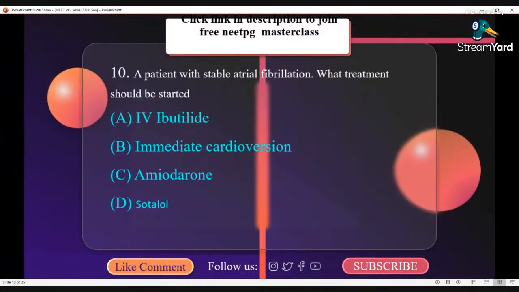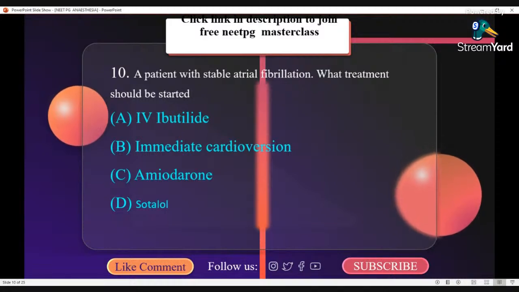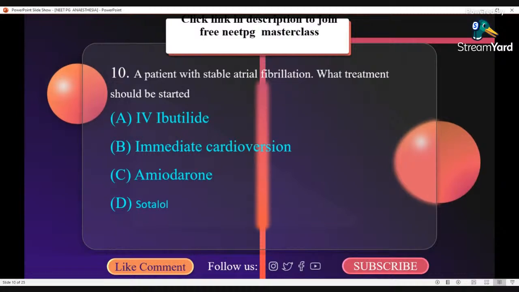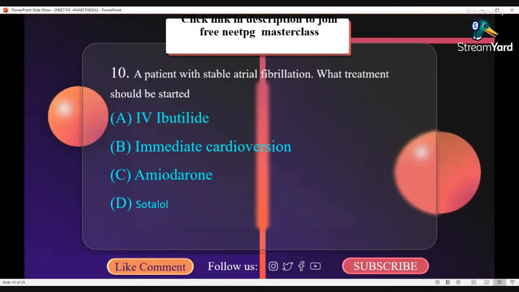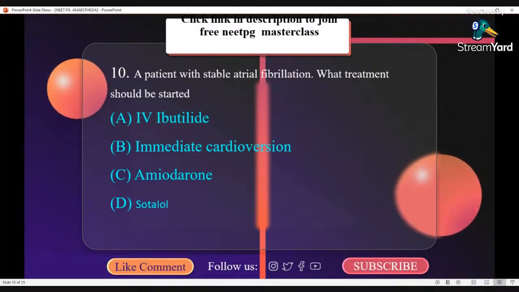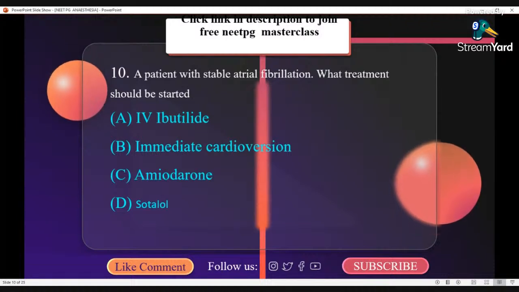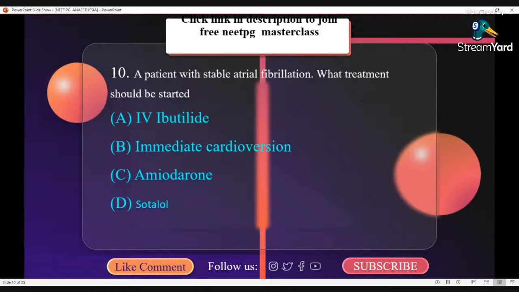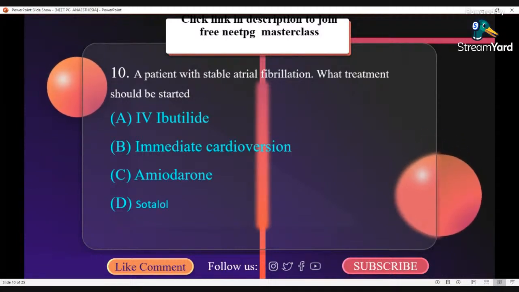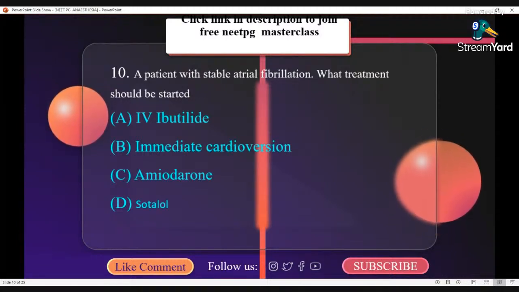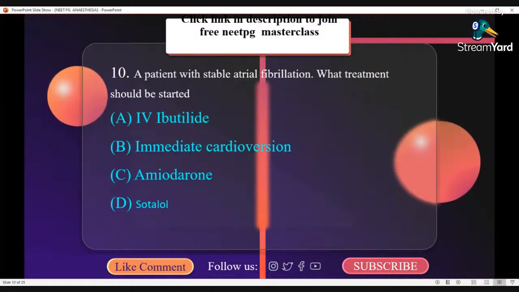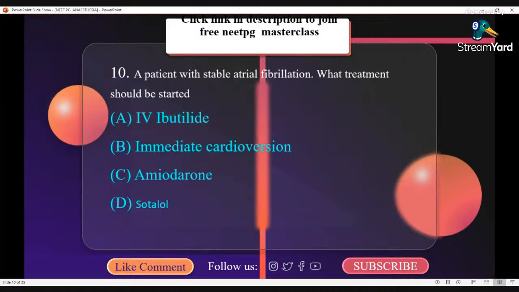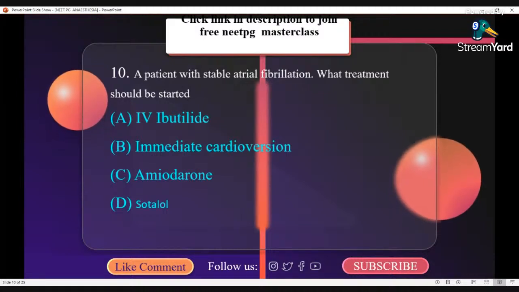A patient with stable atrial fibrillation, what treatment should be started? A. IV ibutilide. B. Immediate cardioversion. C. Amiodarone. The patient is in atrial fibrillation, but the hemodynamic status is normal. So the treatment of choice is IV ibutilide.